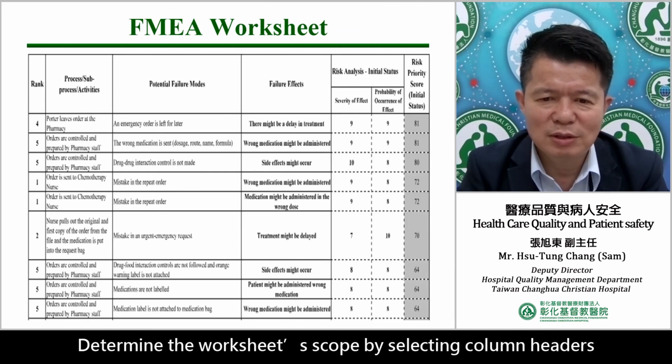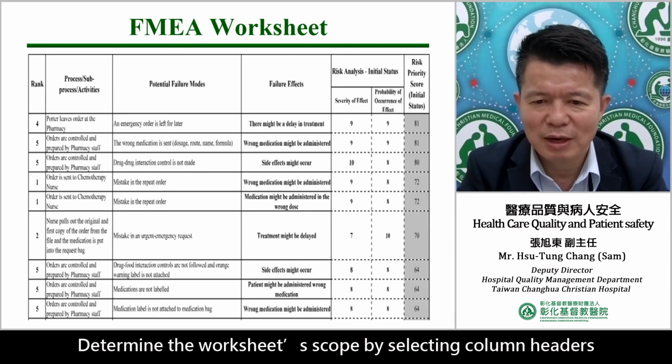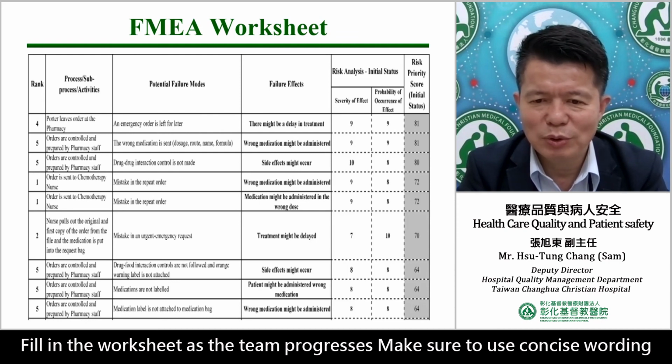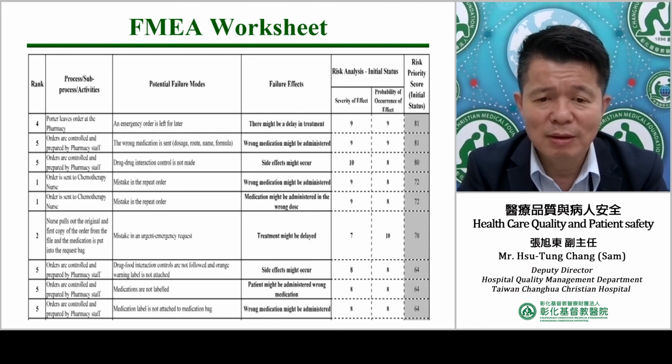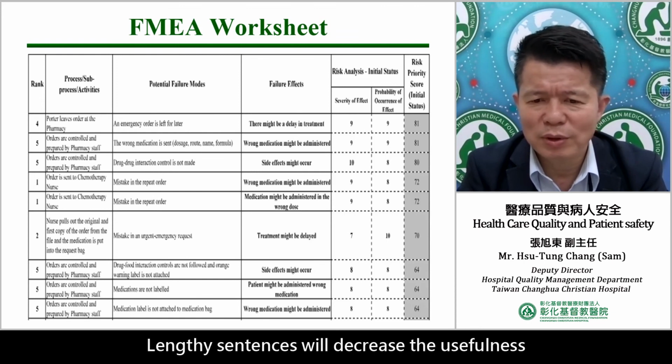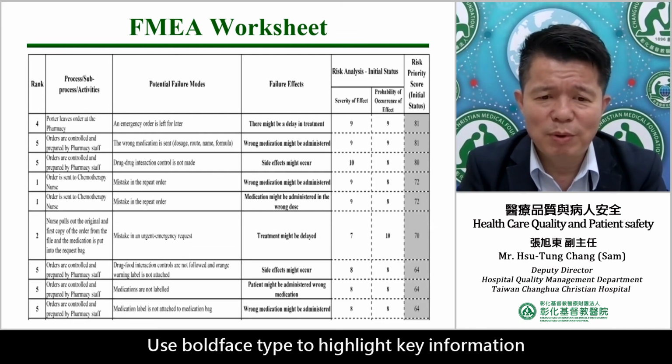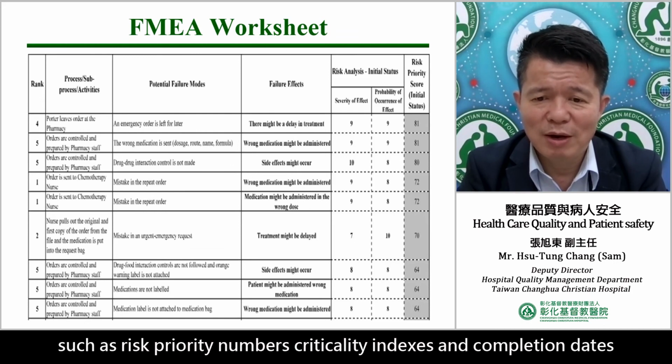Determine the worksheet scope by selecting column headers. Fill in the worksheet as the team progresses. Make sure to use concise wording. Lengthy sentences will decrease the usefulness of the worksheet as an at-a-glance look at team progress. Use boldface type to highlight key information such as risk priority numbers, criticality indexes, and completion dates.